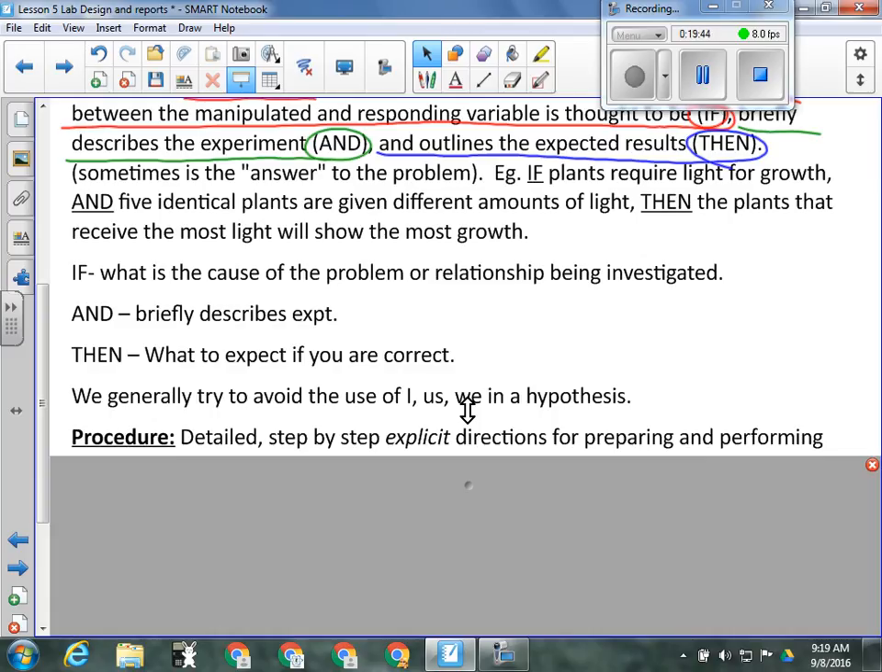For most of the labs we do, you will also not write this out. The exception, of course, being the one we're about to do. In this one, you are sort of designing the procedure. But your procedure needs to be explicit. What does explicit mean? It means leaves no doubt.